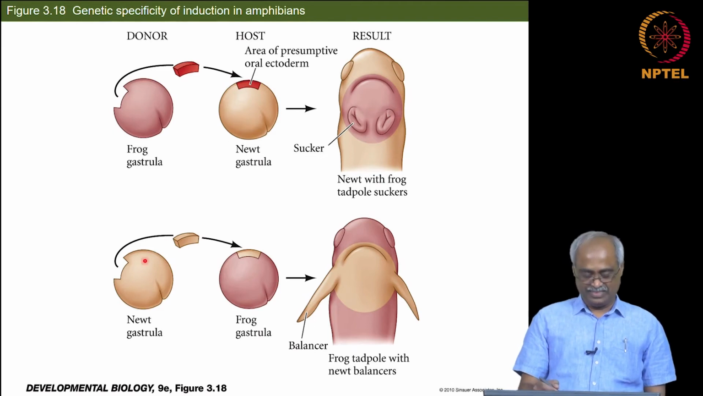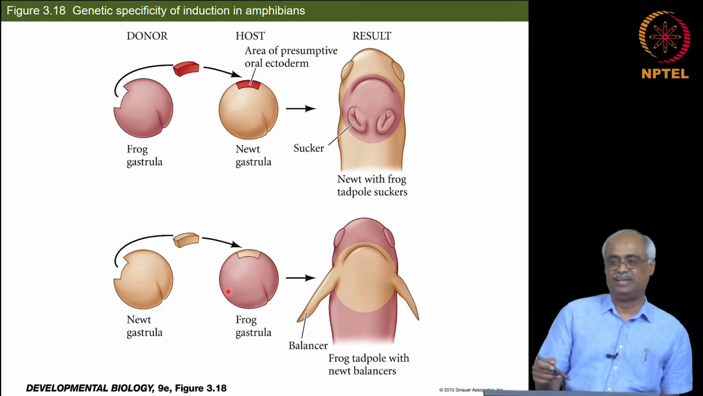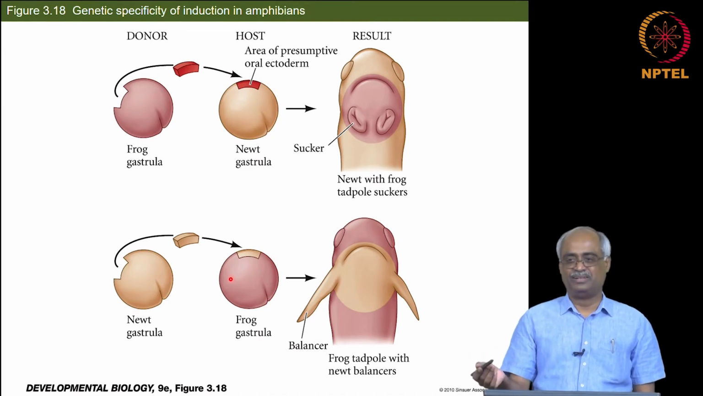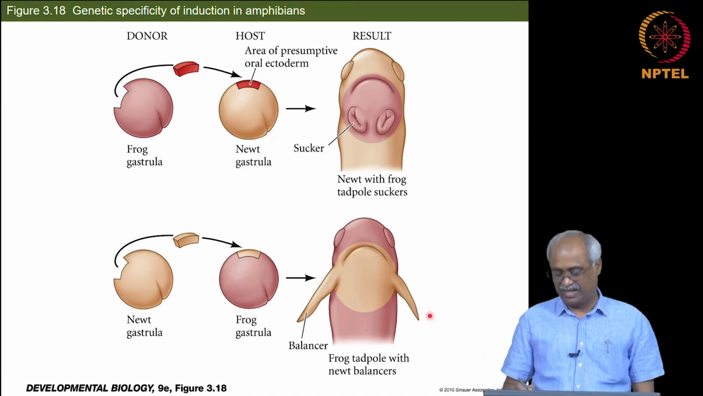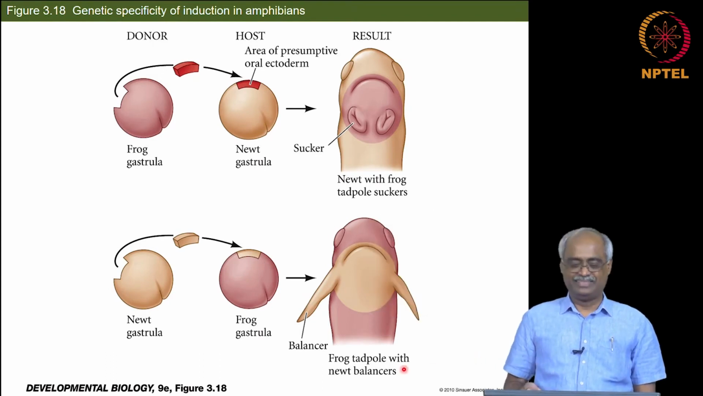And you do the reverse experiment, and the frog mesoderm at the region where it would normally lead to the oral structures to form, this mesoderm tells go and make the oral stuff, but this ectoderm knows only to make these balancers. So you have frog tadpoles with newt balancers. So this tells you the genetic specificity.